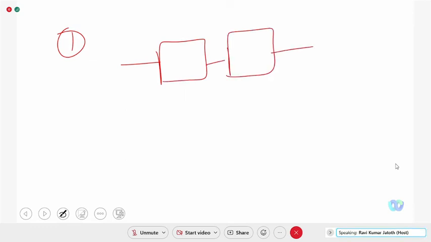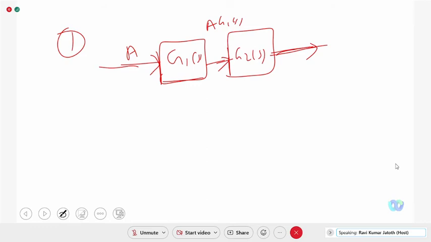Right, now you have two blocks. This block has transfer function G1 of S, and this block has transfer function G2 of S. As an electronics engineer, you always have to take care of how the signal is flowing in the system. If you apply a signal A, then here you will get A G1 of S, because the signal is multiplied with G1 of S. And the output of this is multiplied again, giving A G1 of S and G2 of S.